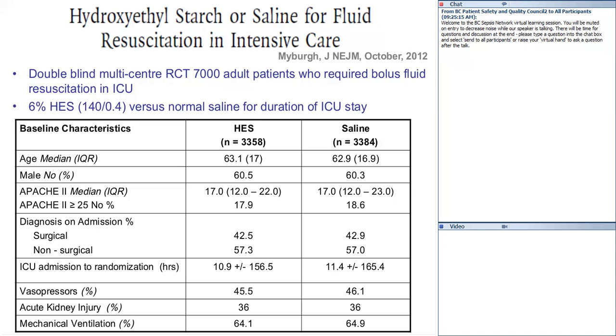At the time of study entry, nearly 50% of them were on vasopressors, about a third of them as well having acute kidney injury, and about 2/3 requiring mechanical ventilation.